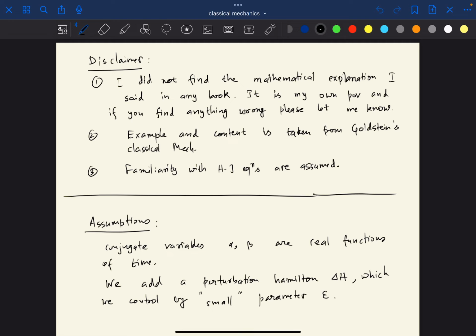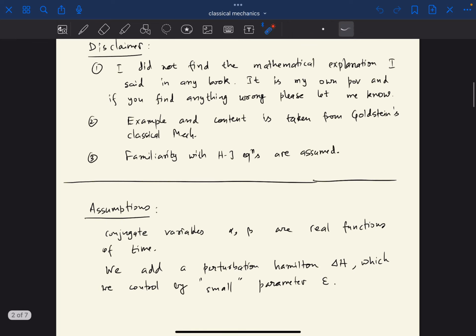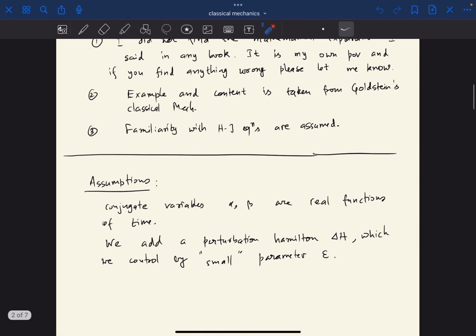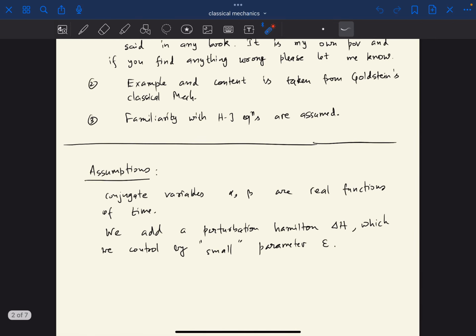things I'm saying, I did not find anywhere, but I thought of myself. So these are small disclaimers: I did not find this explanation in any book. So if you find anything wrong, please let me know. The example and content is taken from Goldstein classical mechanics, and familiarity with Hamilton-Jacobi equations is assumed.